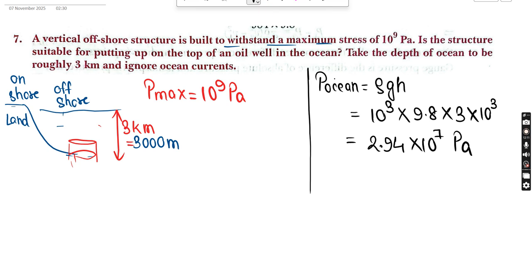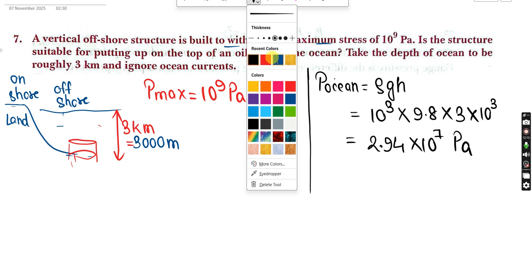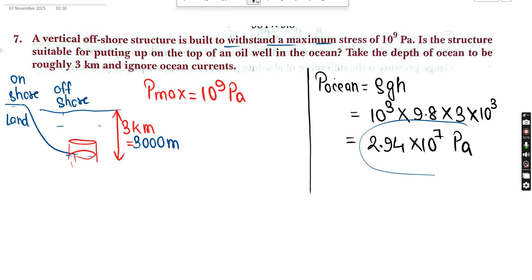We got it, right? Now compare these two values. One value is 2.94 into 10 to the power 7 and one is 10 to the power 9. Obviously this P max is more. Therefore the pressure is less than the maximum stress, so the structure is suitable. We can write: structure is suitable.